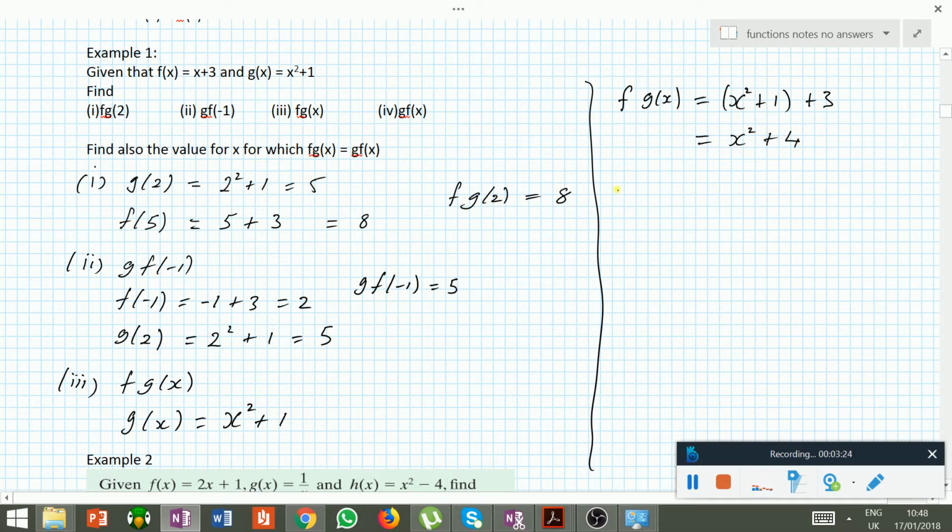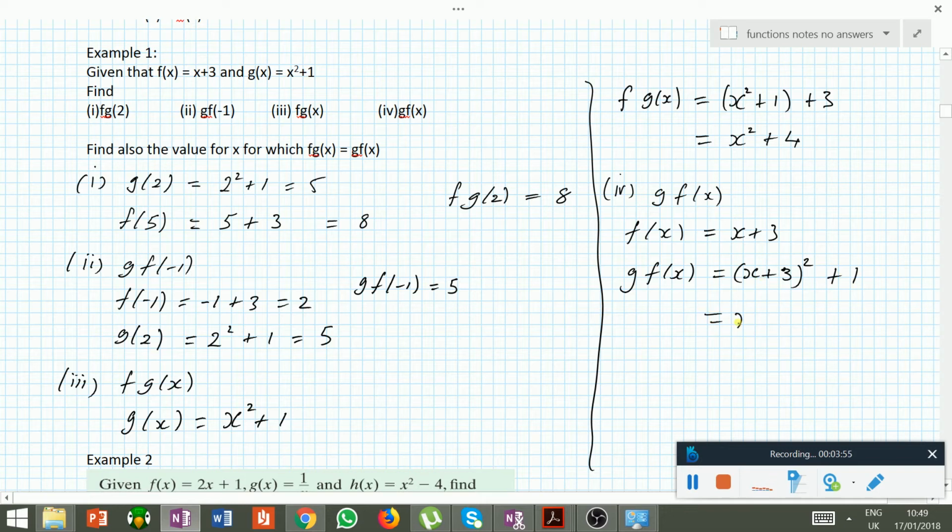Part 4, G after F of X. Well, F of X is equal to X plus 3. And you do G on that. The function G says X squared plus 1, so I'm going to replace the X with X plus 3, to be squared. Now be careful, it's the whole thing to be squared. And we have a plus 1 up here.